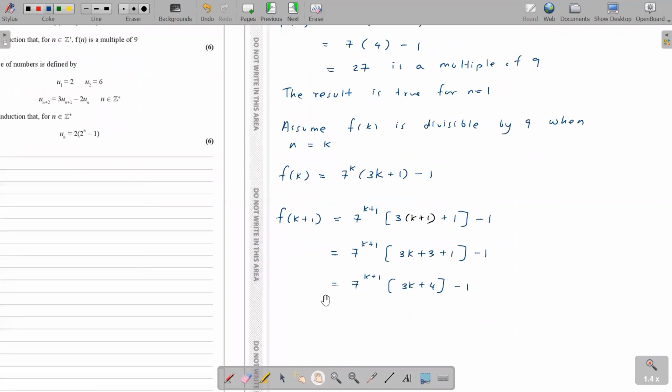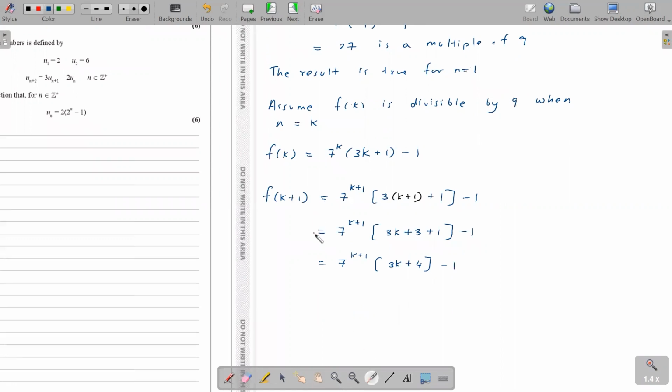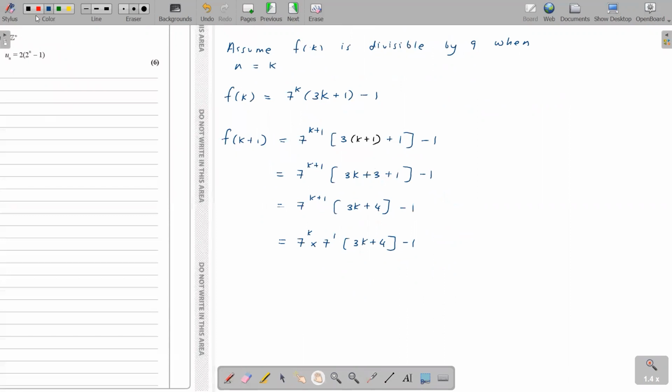Normally what we do is we take Fk plus 1 and we subtract Fk. Before going there, I prefer to have my Fk plus 1 term with the same powers as Fk. Now Fk has 7 to the power k. So shall we also make this 7 to the power k? 7 to the power k plus 1 can be written as 7 to the power k times 7 to the power 1. Okay, shall we go for Fk plus 1 minus Fk? This is the normal strategy they teach you in your textbook.